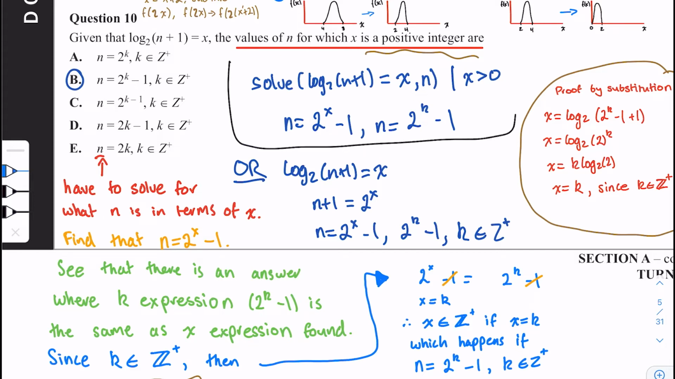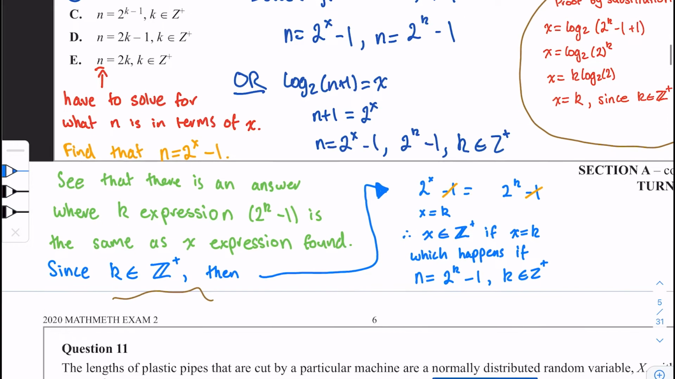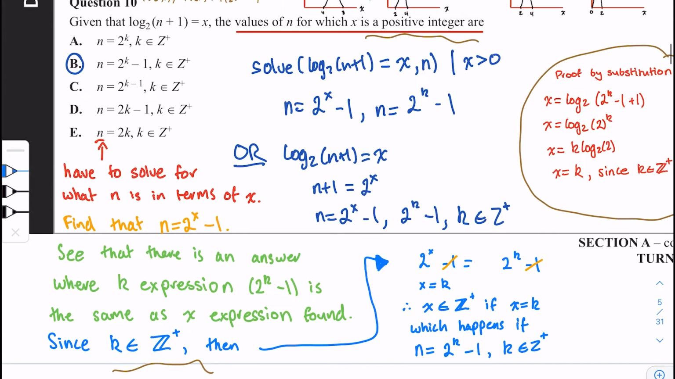You can do that in your calculator, or probably easier just by hand, where you get log base 2 of n plus 1 equals x. Bring the 2 to the other side, so you get 2 to the power of x, then bring the 1 over, so you get n equals 2 to the power of x minus 1. Now that we know n equals 2 to the power of x minus 1, we can see that in the answers there is an expression n equals 2 to the power of k minus 1, which is the exact same as the x expression.